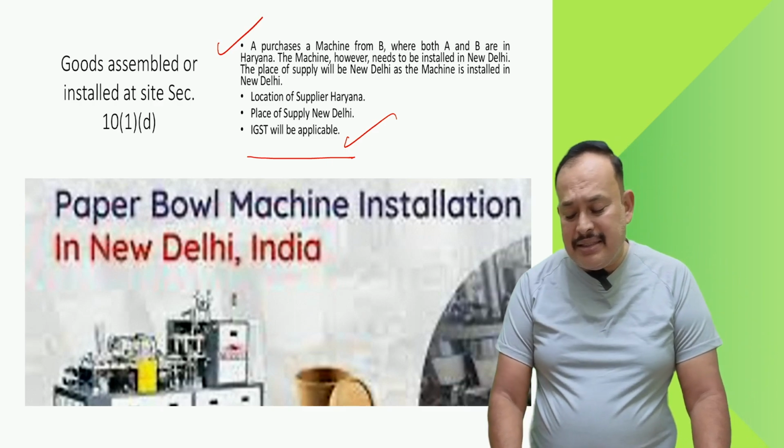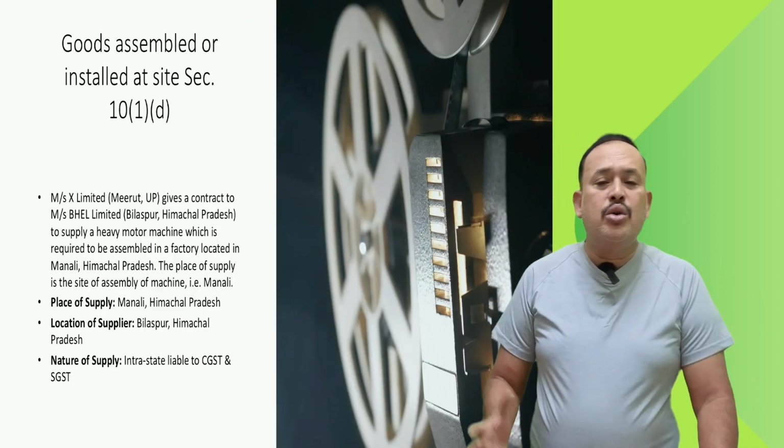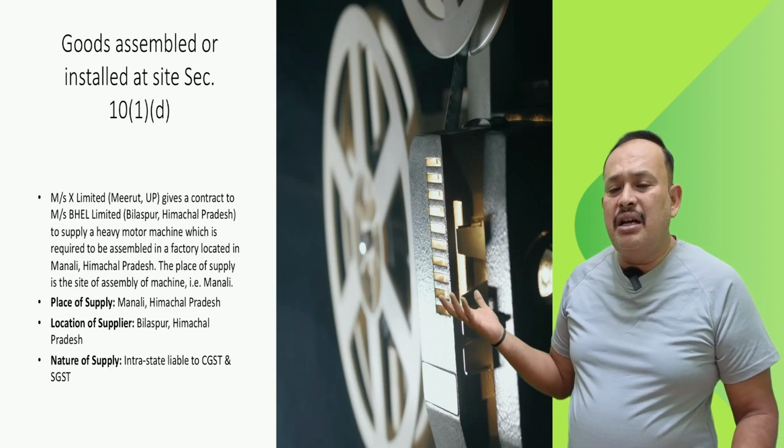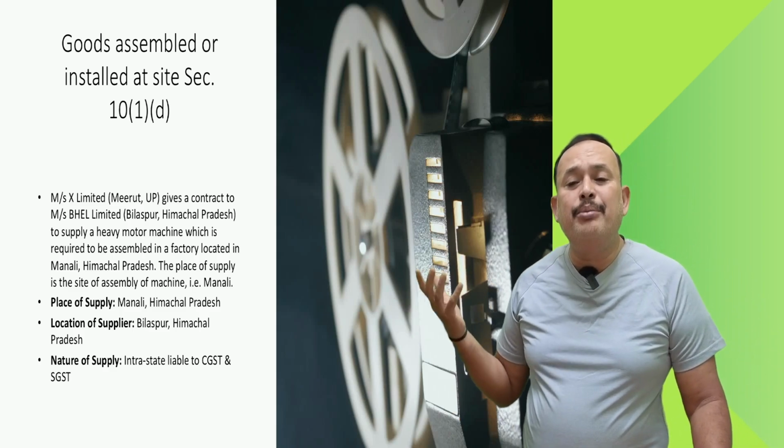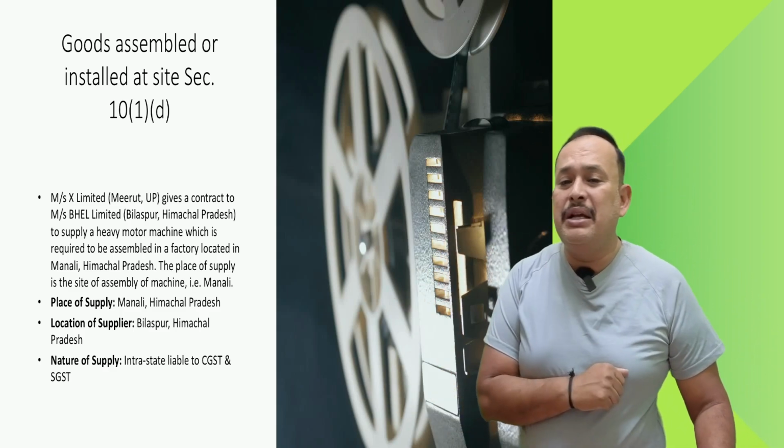Sir, in the case of assembling, what happened? Goods are assembled, are installed. In case of assembling, the place where the assembling has taken place is the place of supply.